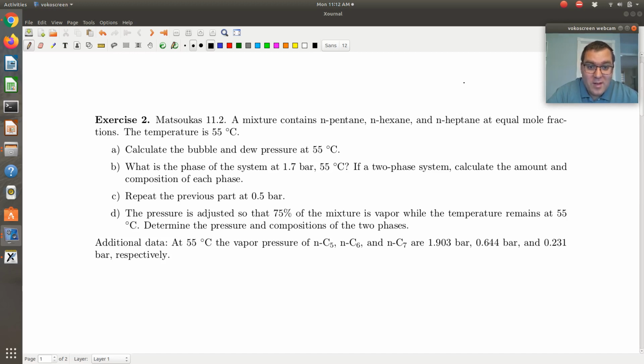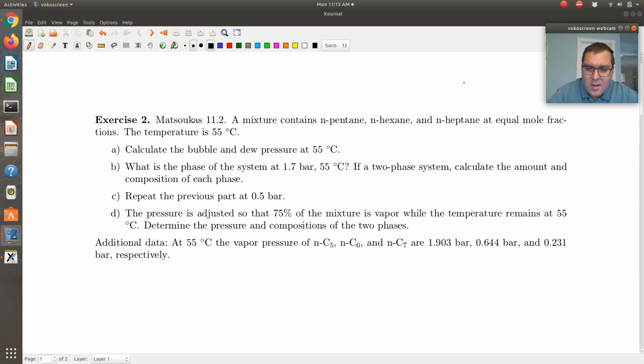So we have a mixture that contains n-pentane, n-hexane, and n-heptane, so C5, C6, and C7 at equal mole fractions. The temperature is 55 degrees C. Calculate the bubble and dew pressure at 55 degrees C. And then once we have our bubble point and dew point, in B we're asked to determine the phase. In C we're going to repeat at a different pressure. And then if it's two phase, they want to know the amounts of each phase.